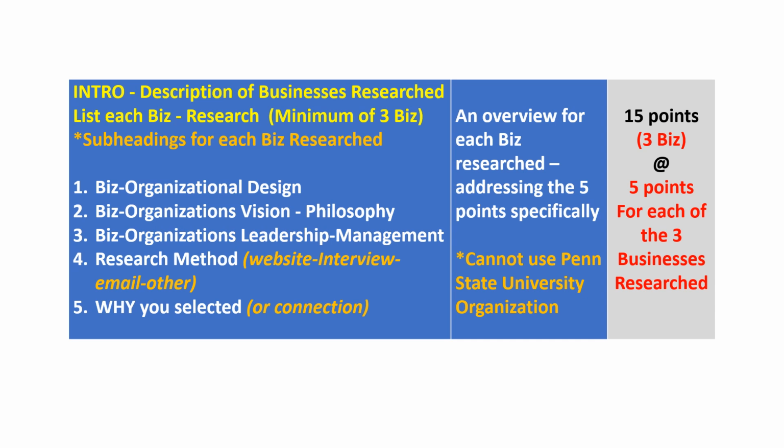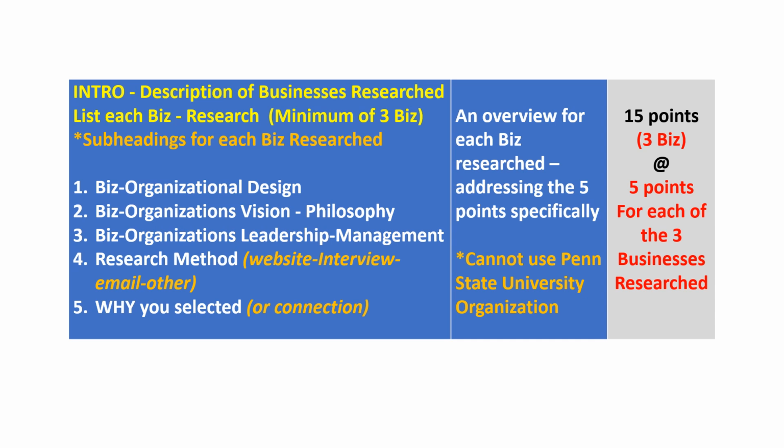So the first section is the introduction. It's simple. You're going to take a minimum of 3 businesses that you're going to do your benchmarking research on. You want to make sure you answer each of these 5 questions in detail with each business. So first list business number 1 and then go through business organizational design using the terminology from the course that we've used previously. Again, vision, philosophy. Number 3, again, the type of leadership and management using some of the terms and information we've used with the course. Then simply, what was your research method? And then last, why you selected it, that connection to your business.